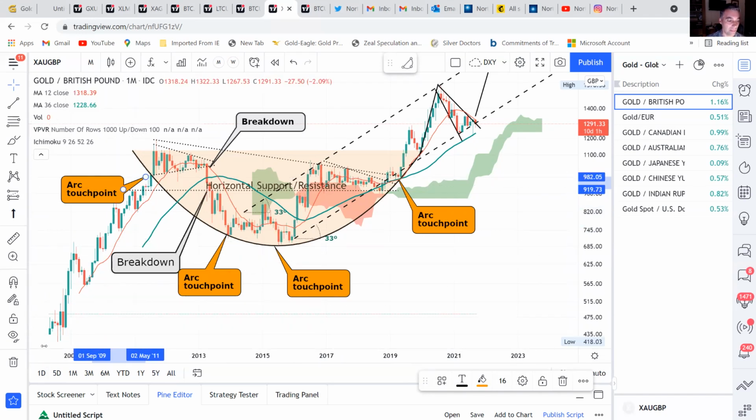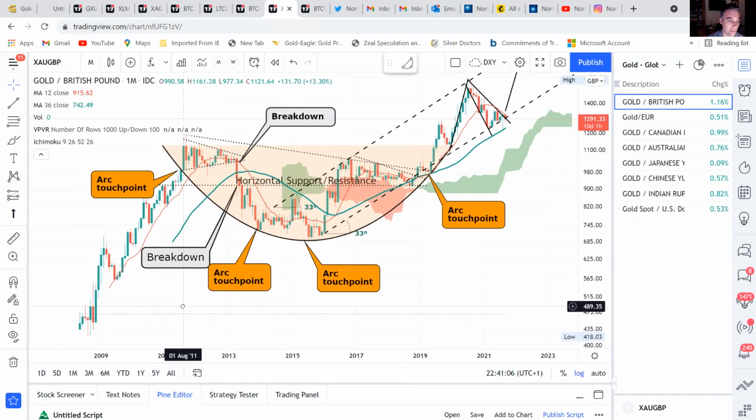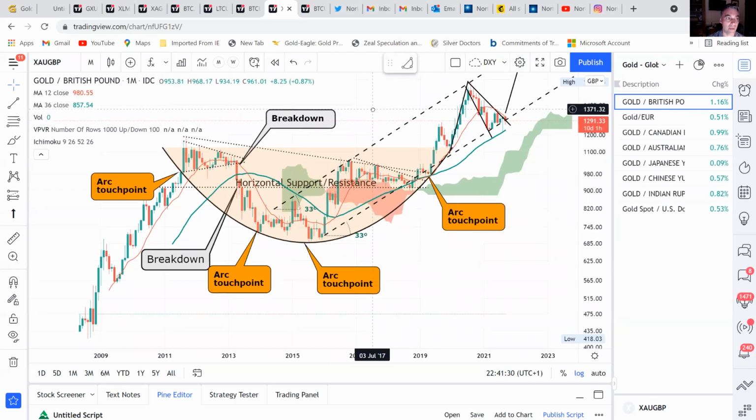You can see that back in the period leading up to the peak in 2011, gold price rose very rapidly, and as in gold price with US dollars, formed a basing pattern, which was an arc formation, and we broke up through the cloud resistance. That's this green and red shaded area. This is the monthly chart, by the way, so each candle represents 1 month. And gold price pushed up through this cloud resistance.